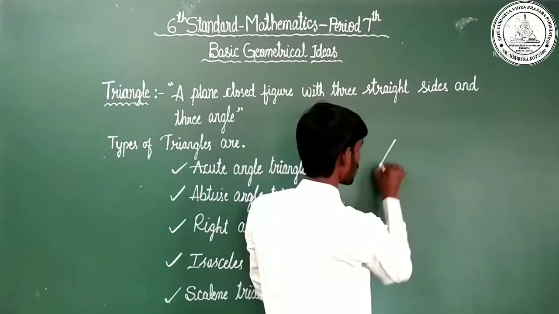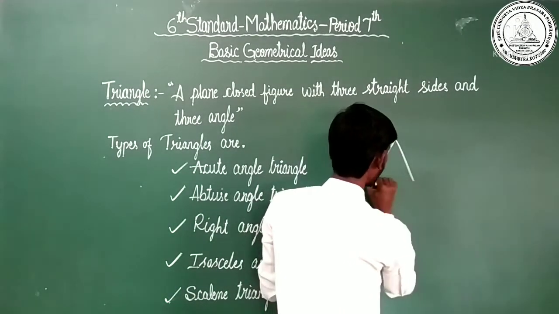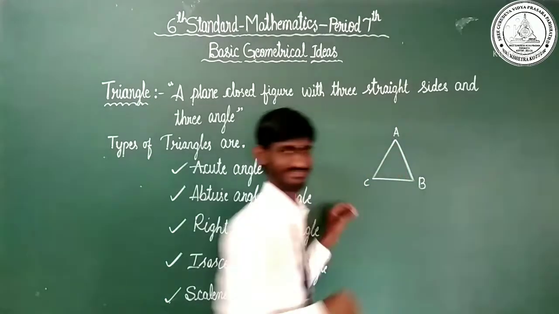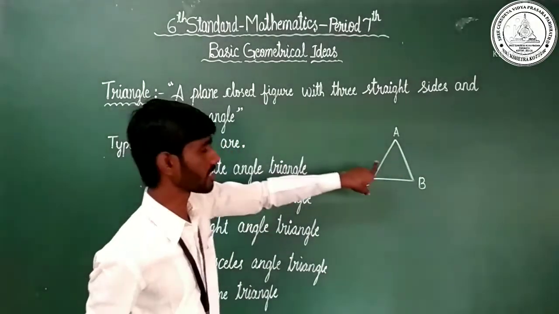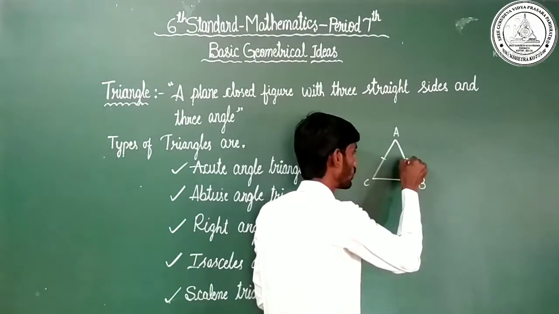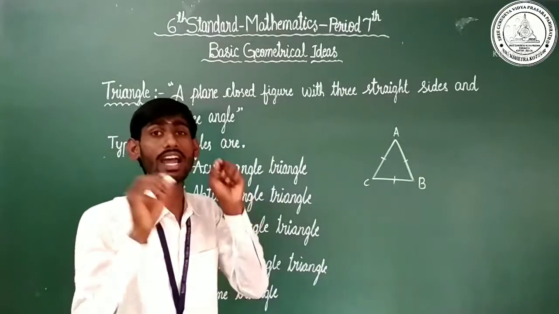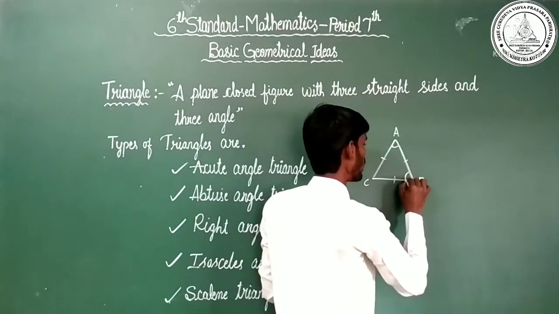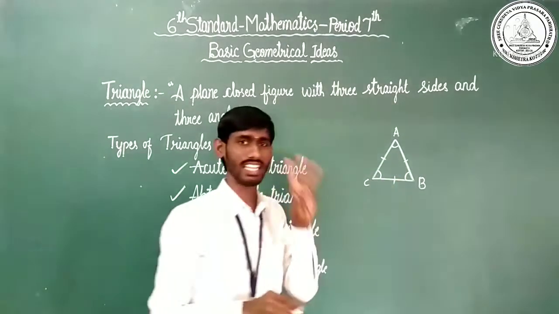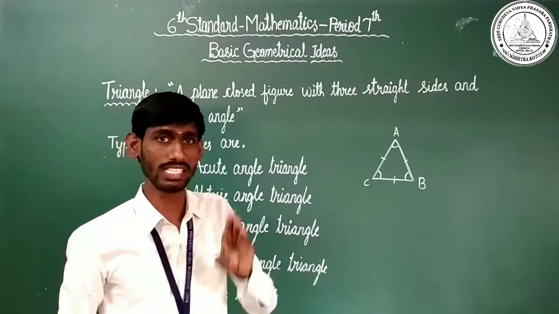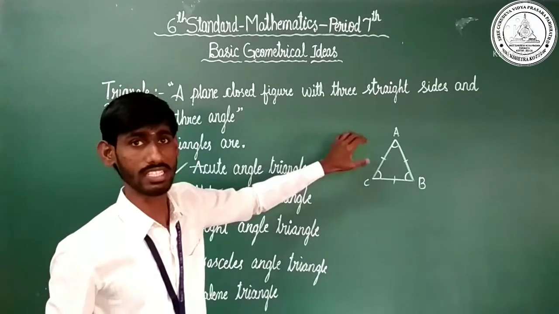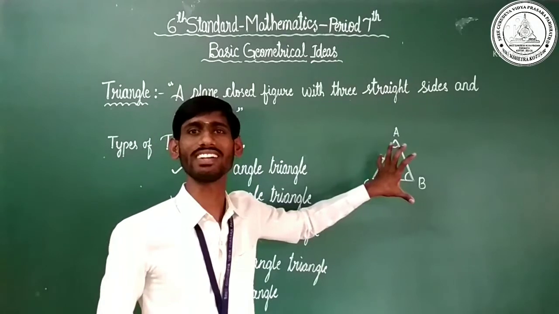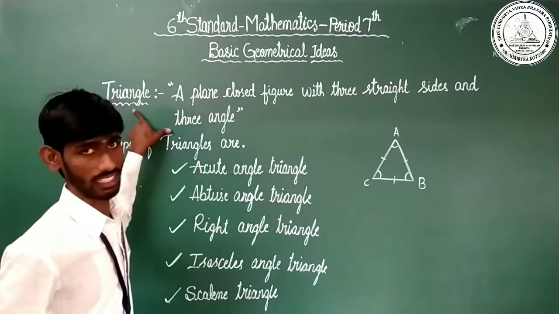Observe here. This is an example of a triangle. Dear children, this is A, this is B, this is C. How many sides? There are three sides: 1, 2, 3. There are three sides and also three angles: angle A, angle B, angle C. It is in the plane, a closed figure on the plane surface. So these types of pictures are called triangles.